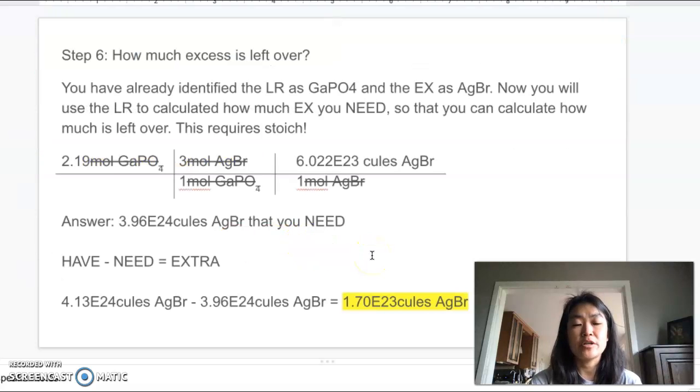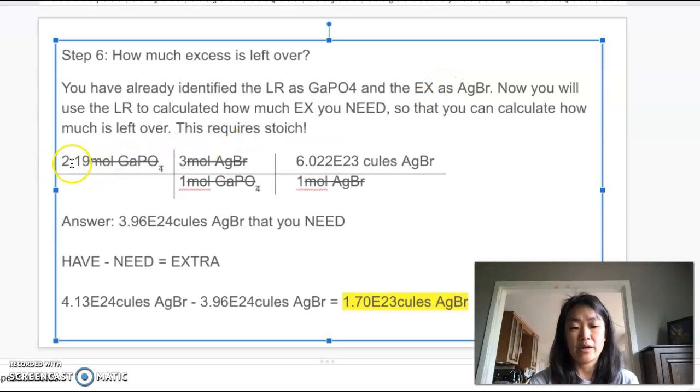Then we come to the question, how much excess is left over? So this is a tricky one. This requires us to know which one is the limiting reactant, which we've already labeled, and which one is the excess reactant, which we've already labeled. So you're going to go ahead and start with your limiting reactant, which was 2.19 moles of gallium phosphate, and then you're going to calculate how much excess reactant. Now, as far as the units that you need to calculate the excess in, you're going to look and see what units your excess was given in. And in this problem, our excess reactant was given in molecules.